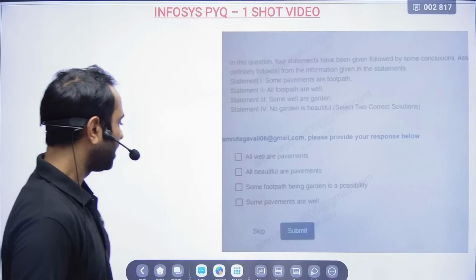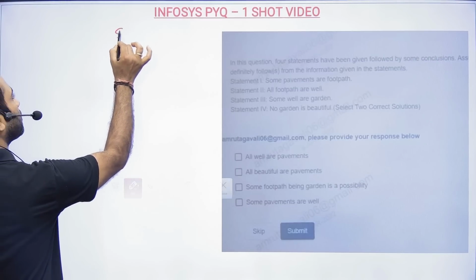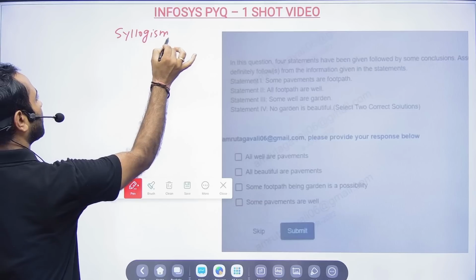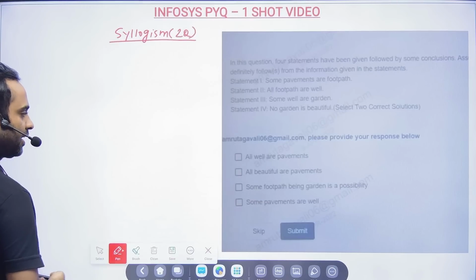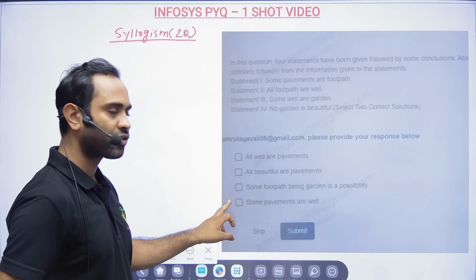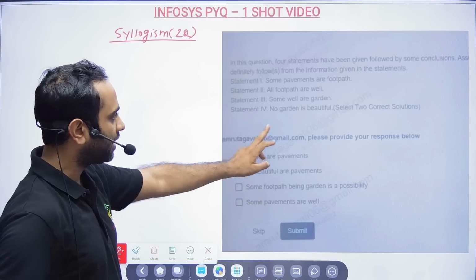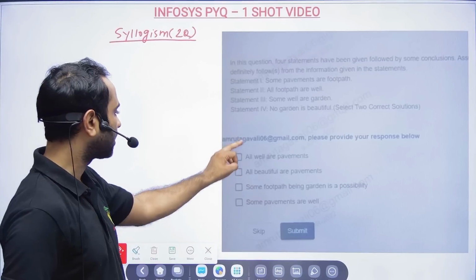Next question. This is a question from the topic syllogism. Hope you are able to read. In syllogism, some 2 to 3 questions will be asked. At least 2 questions you can assume. Questions like this will be asked, where you will have multiple boxes to select. It's not like there will be only one option. Here they will tell you to select as many boxes as are conclusions.